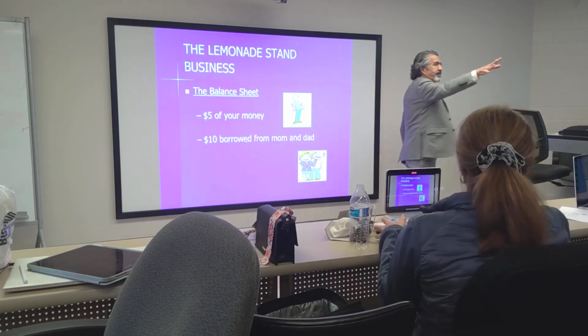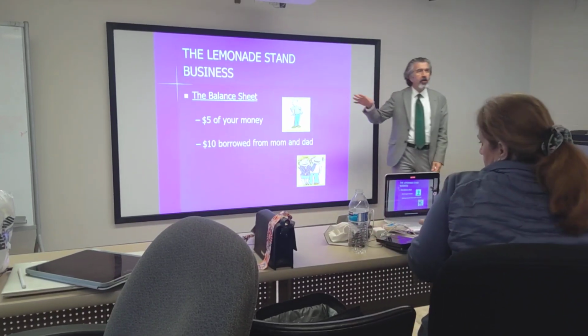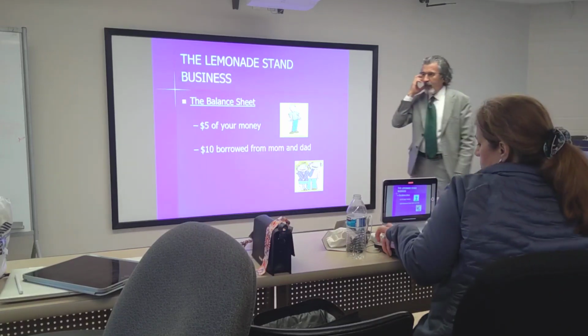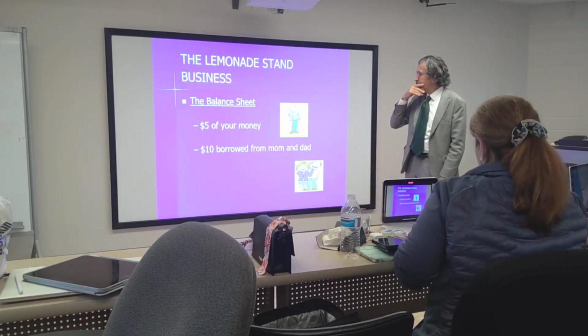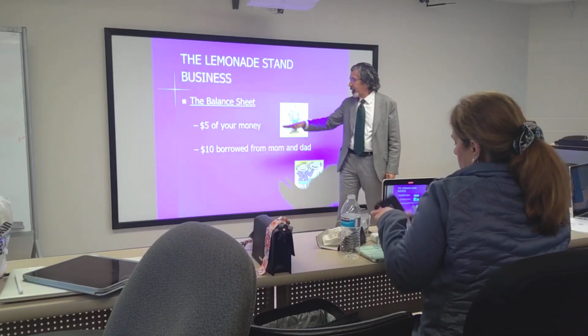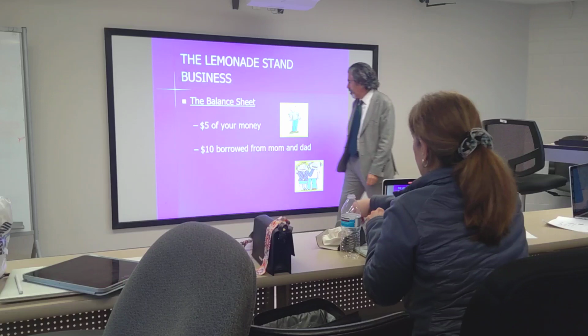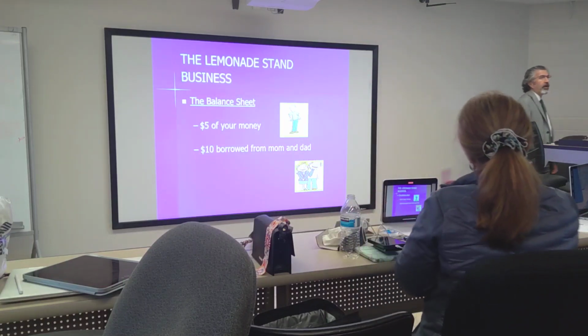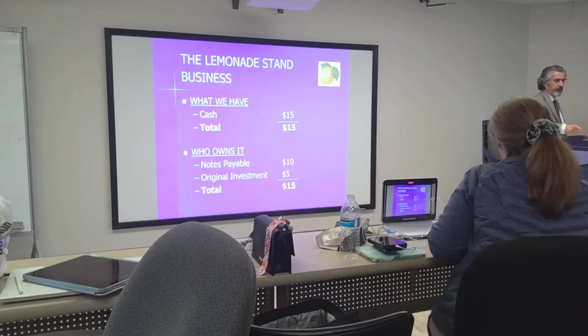Okay, here's the plan. You are going to operate a lemonade stand, and we're going to do a balance sheet together. You have $5 of your own money. You borrow $10 from your mom and dad. Clear so far? Yep. All right.